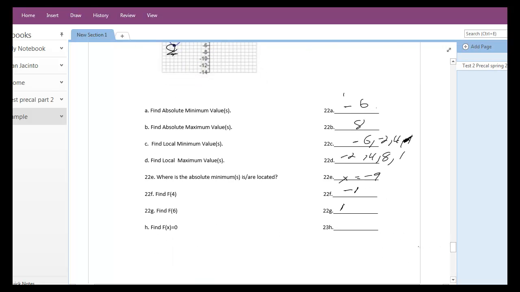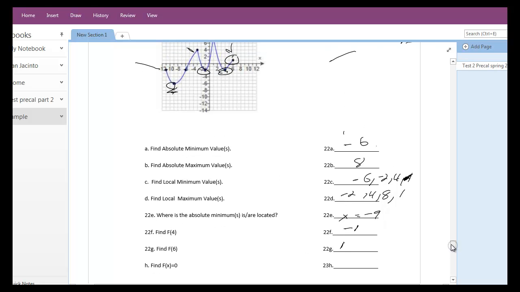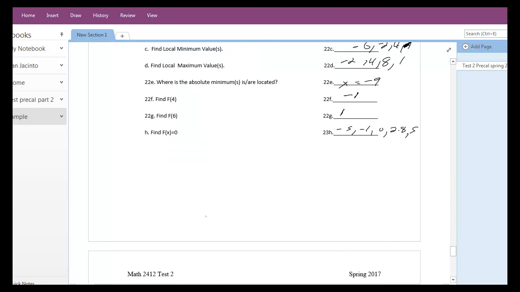It says find f of x equals 0. So that says, hey, what are my zeros? Where does it cross the x-axis? I see it cross the x-axis at negative 5 approximately, negative 1 approximately, 0 approximately, about 2.8 approximately, and about 5. Don't forget, x tells you what? The abscissa tells you where it's at, and the ordinate tells you what's the value.